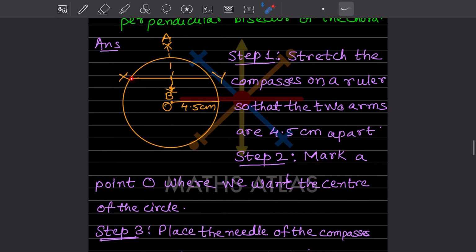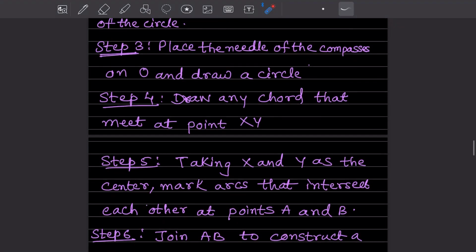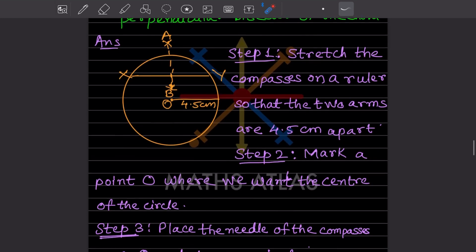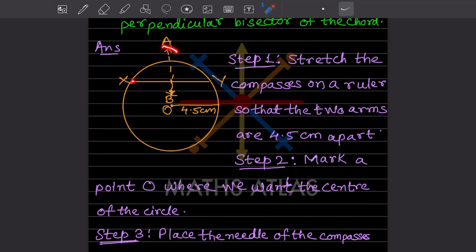Taking X and Y as center, first you will keep your compass over here. This compass point is over here, and with the other point you are going to draw. Taking X and Y as center, mark arcs that intersect each other at points A and B. So from here, you will take randomly and put an arc over here. Again, you will put your compass over here, and put the next arc over here.